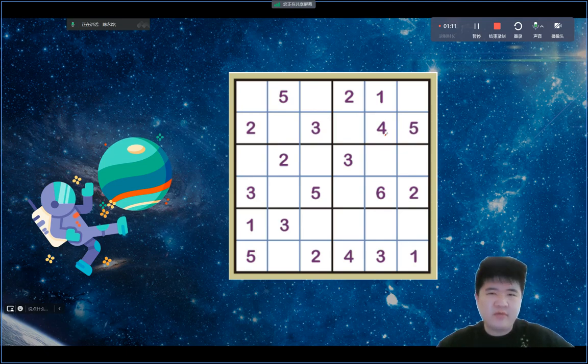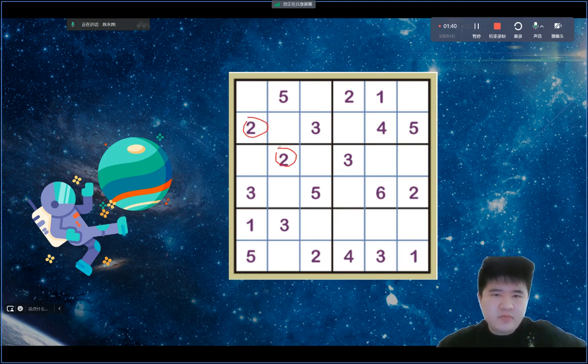We should try to get as much information as possible. So now let's start. Basically, we can check within the block, and then we can check within the column and block, or the row and block. So for example, now we look at the first column, where we got a 2 here.